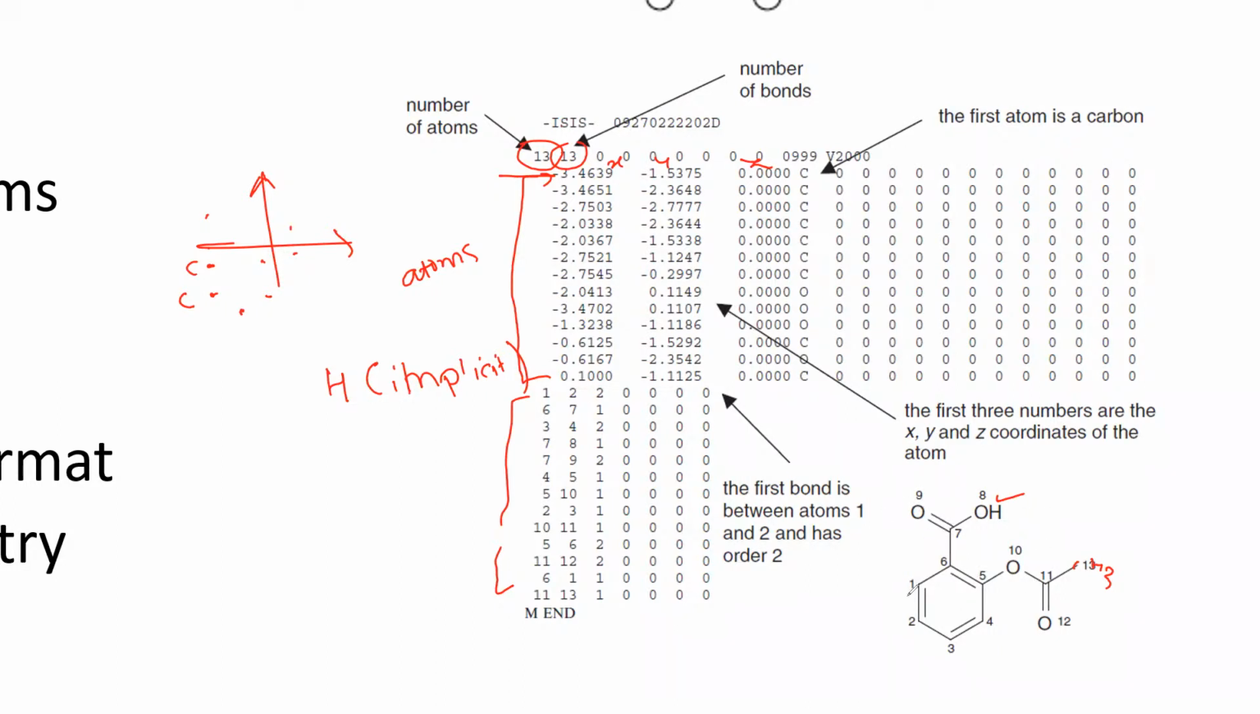If you look at the structure, we can number it 1, 2, 3, 4, 5, 6, 7, 8, 9, 10, 11, 12, 13 different atoms which are there. You can see between atom number 1 and atom number 2, there is a double bond. That's why we see here atom number 1, atom number 2 has a bond of second order. That is a double bond. This way, all the bonds are listed.